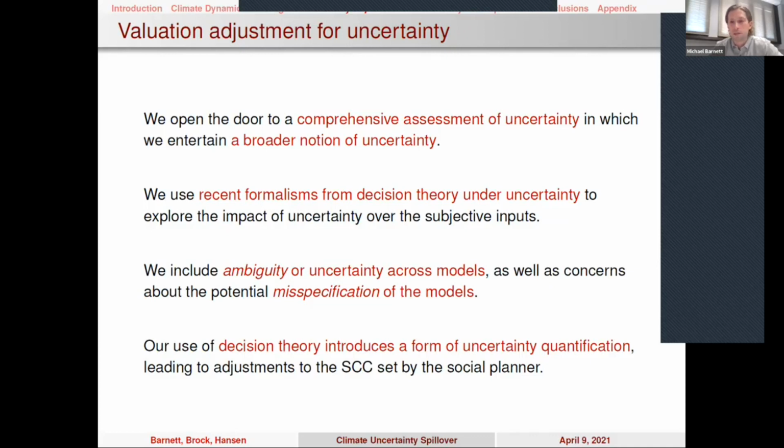So in terms of the uncertainty analysis we're interested in, we're going to try and open the door here to a comprehensive assessment of uncertainty based on broader notions of uncertainty. We're going to use recent formalisms from decision theory under uncertainty to think about how this matters. And we're going to include multiple types of uncertainty. You could think about ambiguity, which is uncertainty across models. This would be a very structured way of putting probability weights on those climate dynamic models or the damage functions, and thinking about how those might be weighted in different ways if we're concerned about uncertainty, as well as potential misspecification, either about the damage functions or the climate dynamics. And so we're going to use decision theory as a way to form uncertainty quantifications, thinking about how those lead to adjustments in the social cost of carbon set by the social planner. And that's going to inform us of how much this might matter.